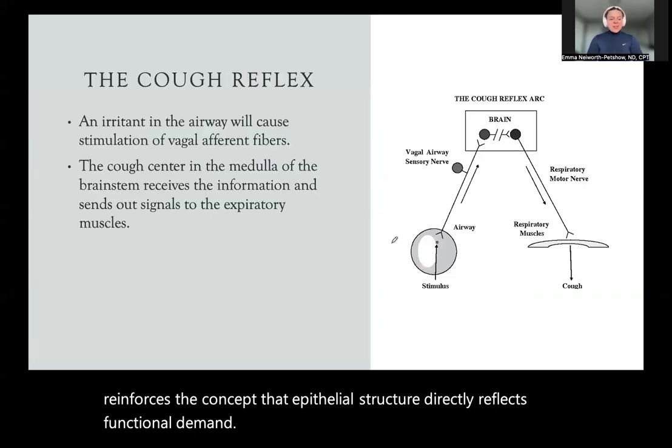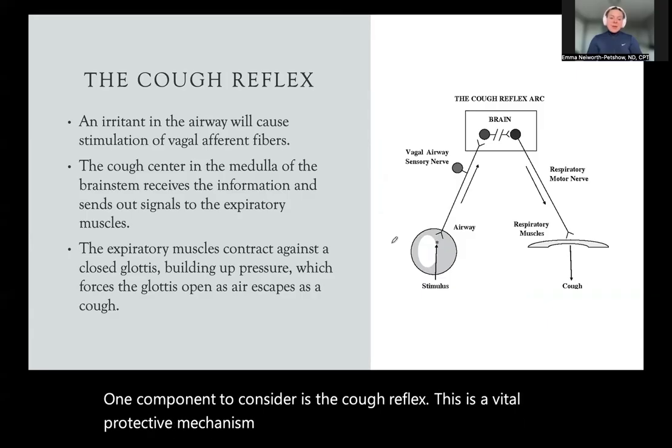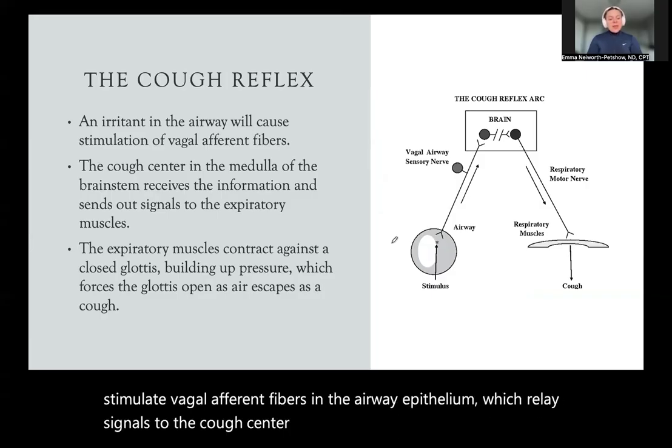One component to consider is the cough reflex. This is a vital protective mechanism designed to rapidly clear the airway. Irritants stimulate vagal afferent fibers in the airway epithelium, which relay signals to the cough center in the medulla, which is in our brainstem, the medulla oblongata.